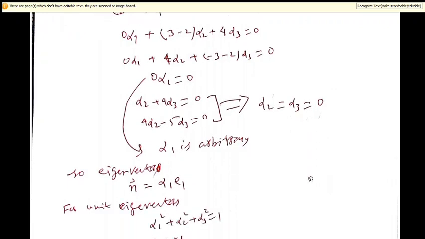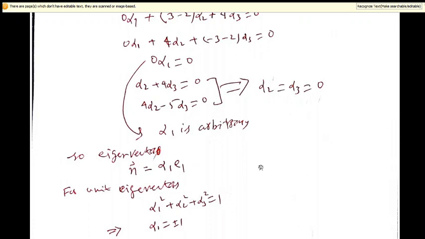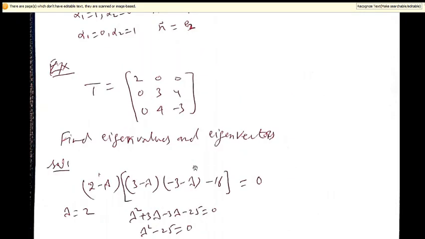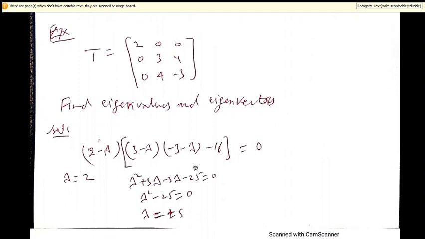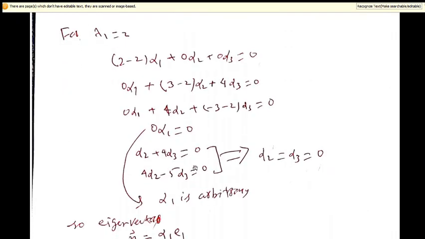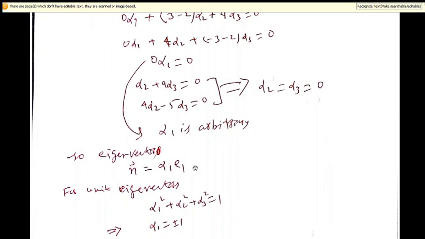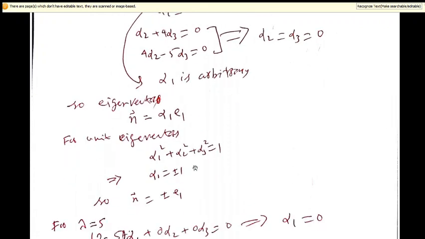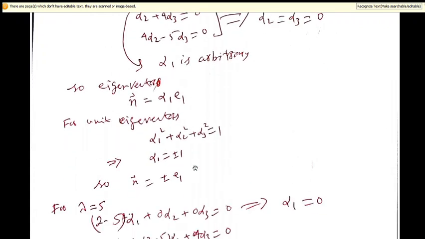So the eigenvector would be alpha 1 e1. From here you can have infinitely many eigenvectors by giving values to alpha 1.